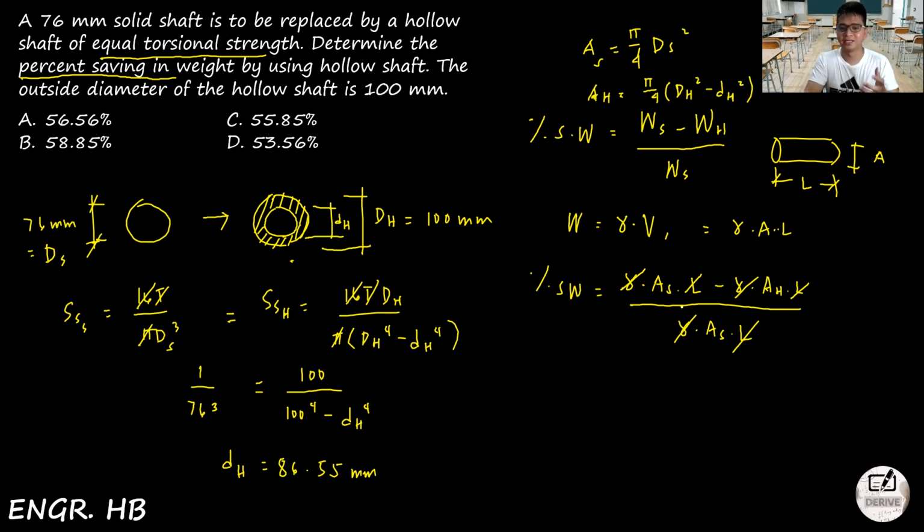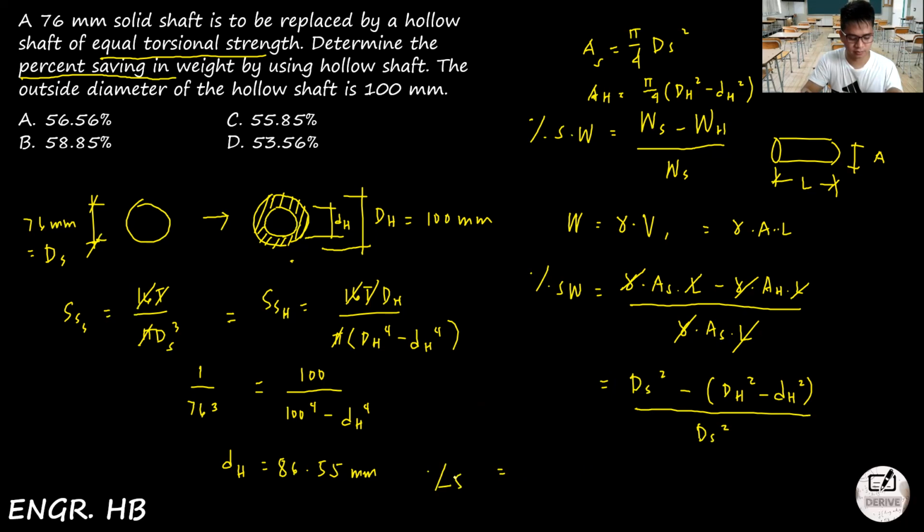So basically, meron kang pi over 4 dito, may pi over 4 sa ilalim. Delete na natin yung pi over 4 para hindi na tayo occupied sa pagsusulat. So our area for the solid shaft is ds squared na lang minus hollow, which is dh squared minus dh squared na maliit, divided by ds squared.